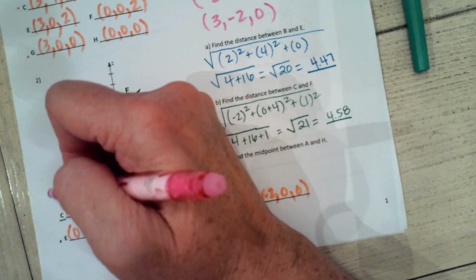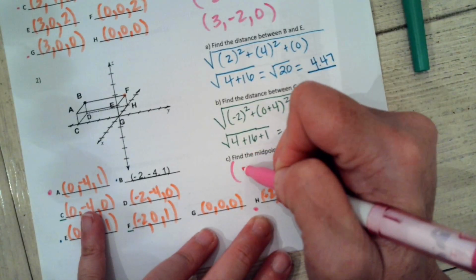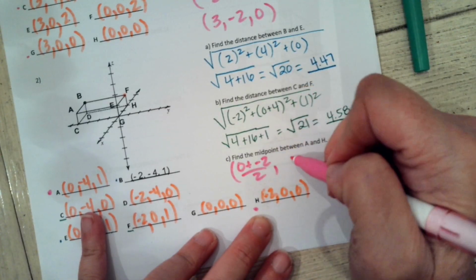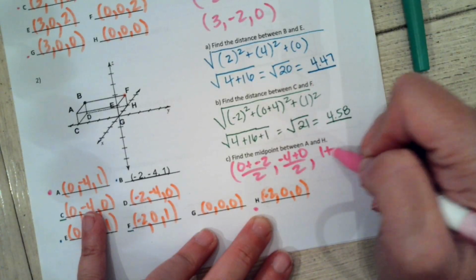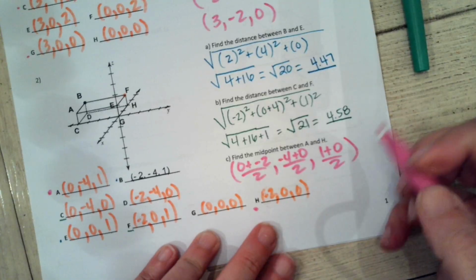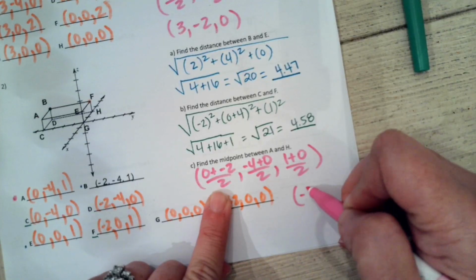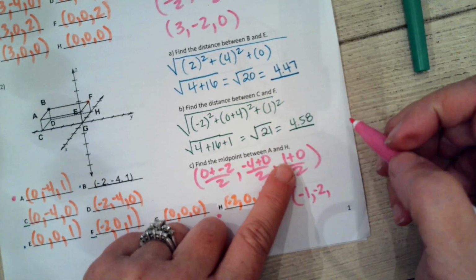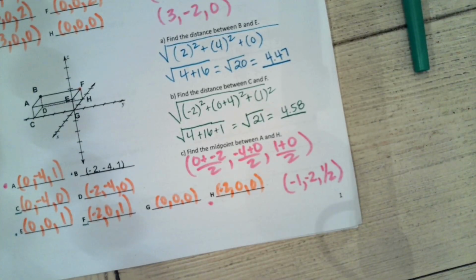Okay, midpoint for A and H. All right, average the x's, so 0 plus -2 over 2, -4 plus 0 over 2, and 1 plus 0 over 2. Alrighty, so that gives us a -2 over 2 is -1, -4 over 2 is -2, and 1 over 2 is going to stay a half, and it's okay to leave that as a fraction. That's your midpoint. All right, I hope that is helpful.